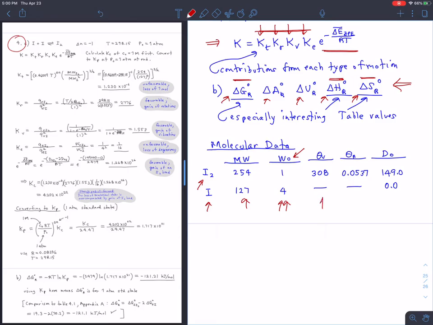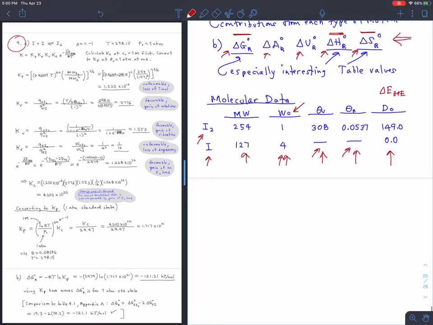We need the vibrational temperatures, we need the rotational temperatures. Notice that there's no vibrations or rotations for atoms. That makes things easier. And then we need the D0 values. As I explained earlier in the notes, those are used essentially to calculate the change in the ZPE, or zero-point energy terms, that play an important role in the equilibrium constants and also in other quantities.